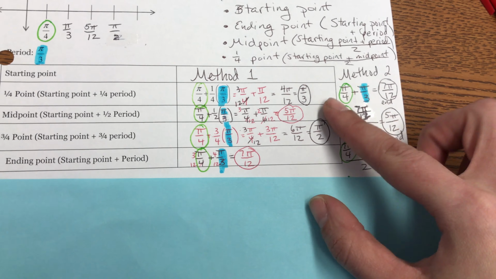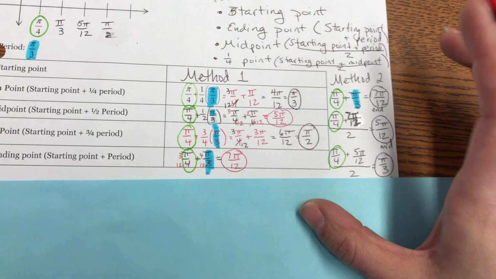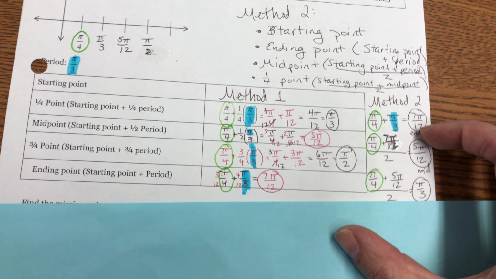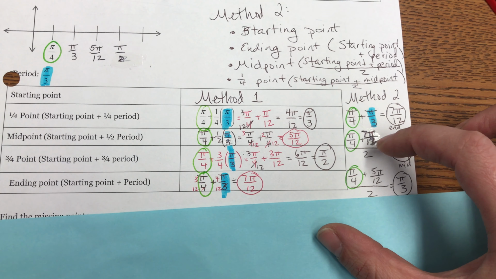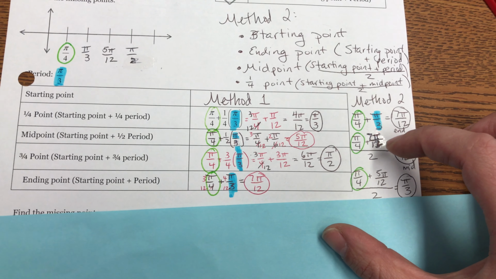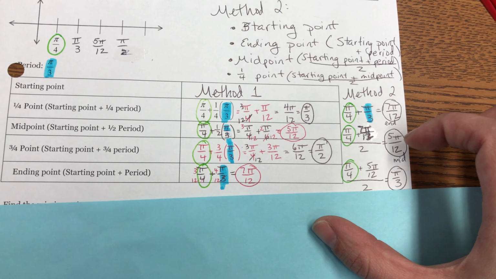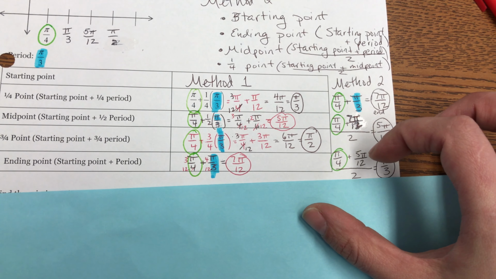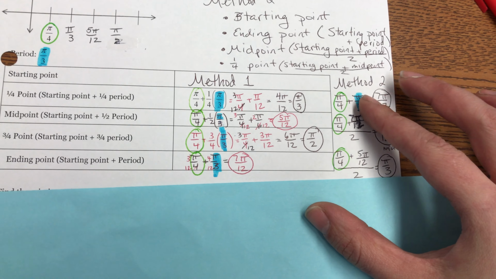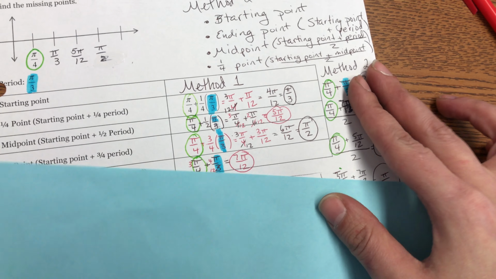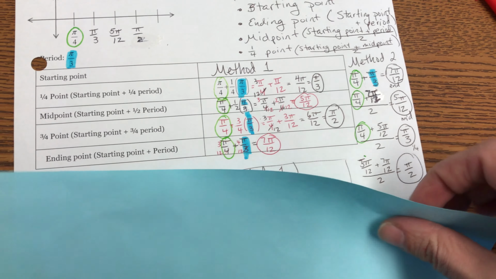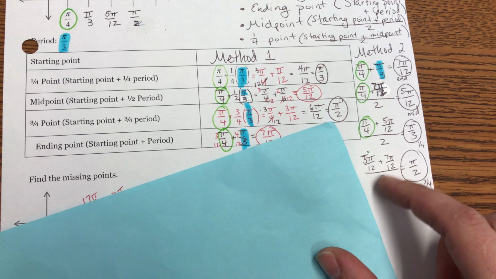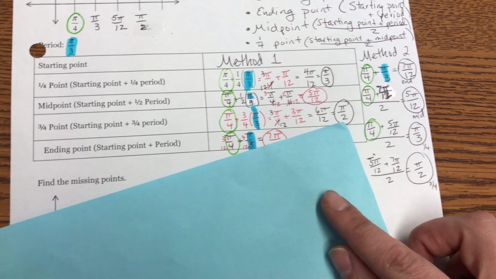Method 2, like I said, is the way that more of you are comfortable with. You take your starting point plus your period, that gets you your end point. Take your starting point plus your end point, divide by 2, and that would get you your midpoint. Your starting point plus your midpoint, divide by 2, that would get your 1/4 point, and then your midpoint plus your end point, divide by 2, and that would get you your 3/4 point.